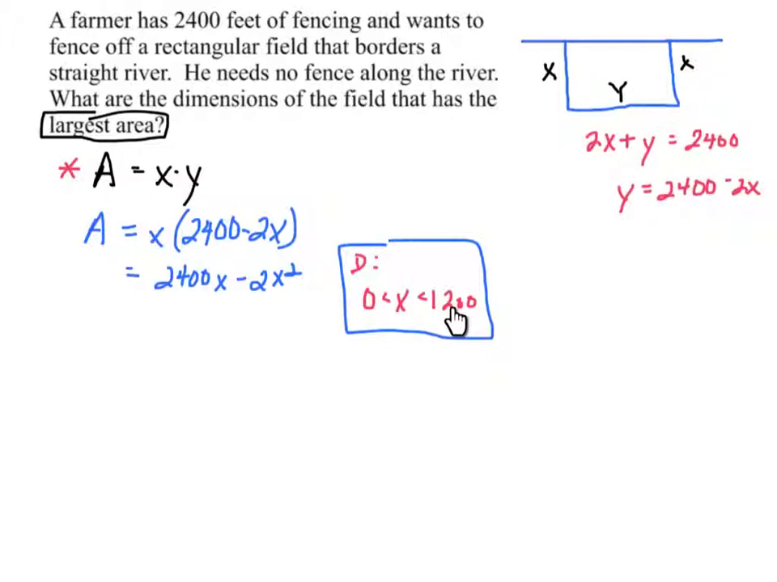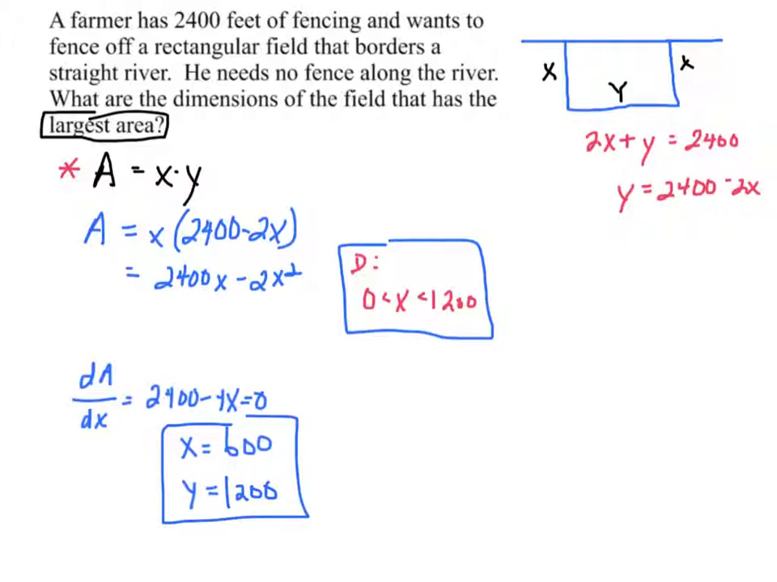So the derivative, dA/dx, is equal to 2,400 minus 4x. Set that equal to 0. I think we can do that in our head. So x is equal to 600. We go back to figure out what y is. We just go back to what y was equal to in our constraint, and we can solve and get 1,200. And those are the dimensions that solve the question.